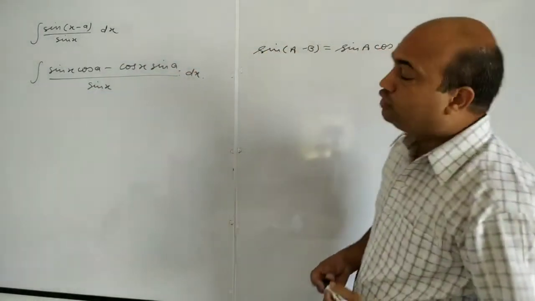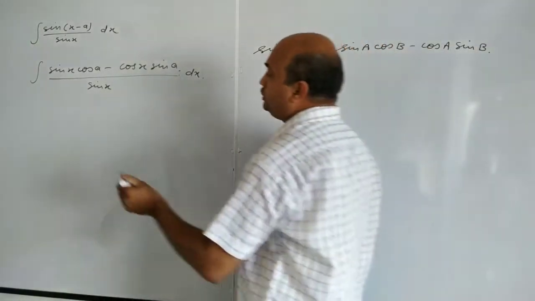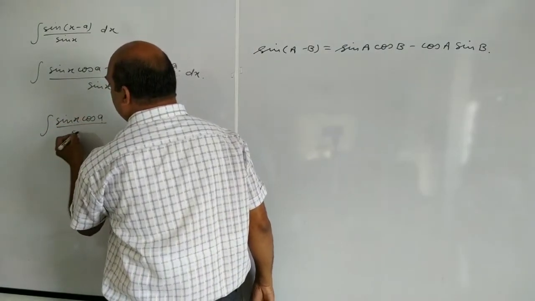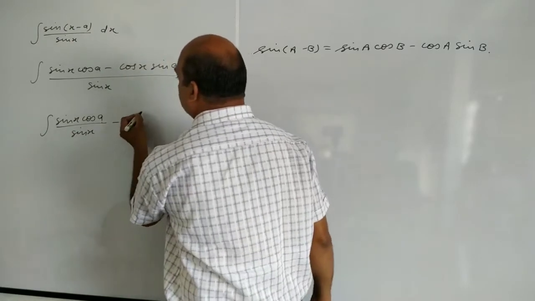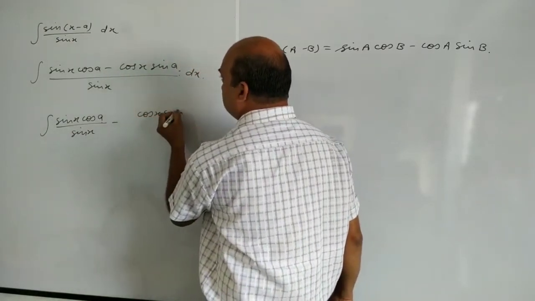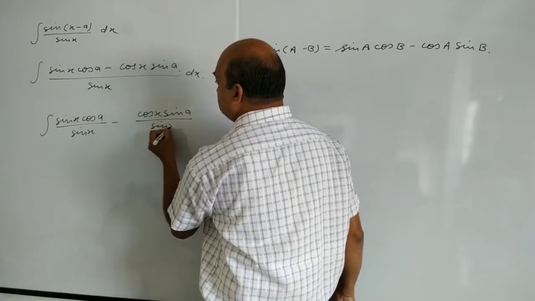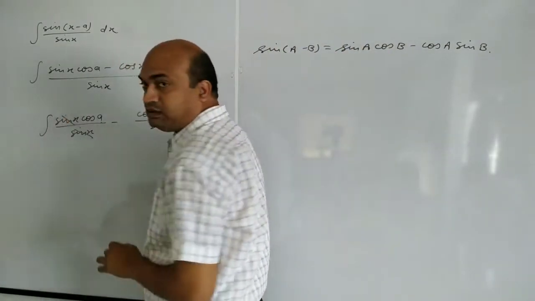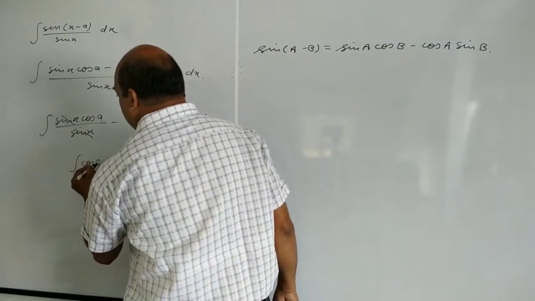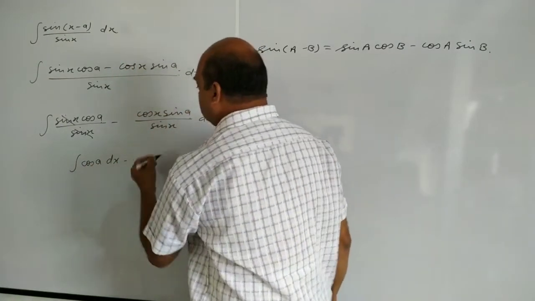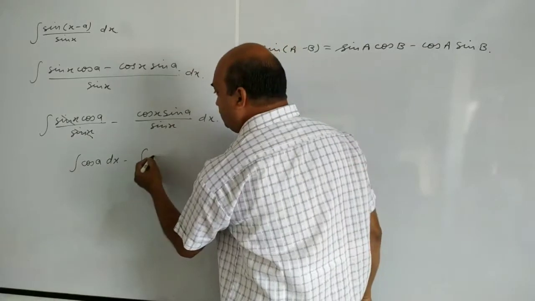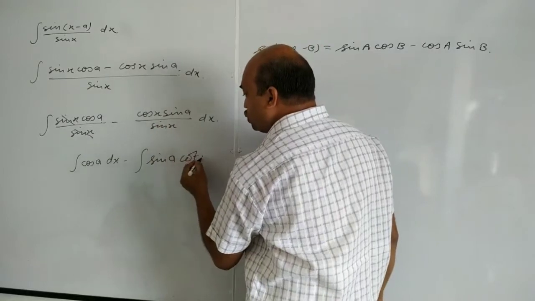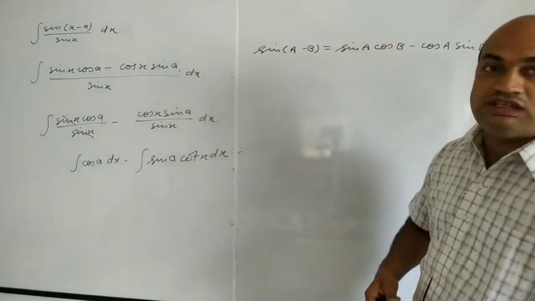Now what we do, just separate it out. It is integration of sin x cos a upon sin x minus cos x sin a upon sin x dx. Now by this sin x we cancel, and it is only cos a dx minus integration. This sin a we write same, and integration of cos x upon sin x will be cot x dx. Cos x upon sin x is cot x.